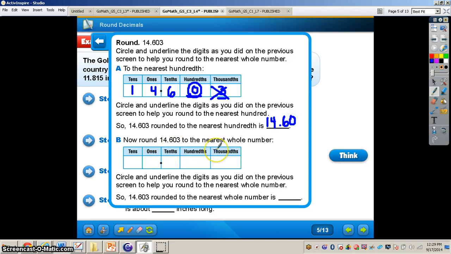All right, now if we're going to round 14 and 603 thousandths to the nearest whole number, let's just rewrite it in our place value again.